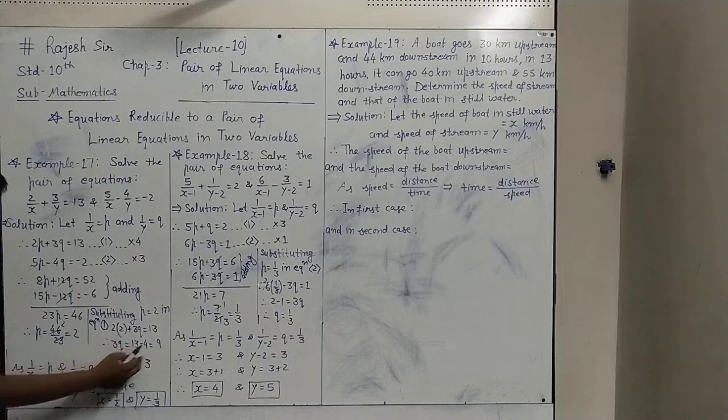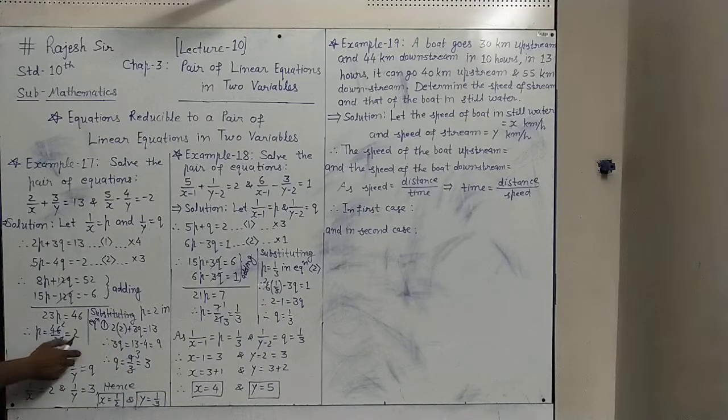So 3q equals 9 will give q equals 9 by 3. 3 cancel, 3 3s are 9. So q equals 3 we have. So p equals 2 and q equals 3 we got.